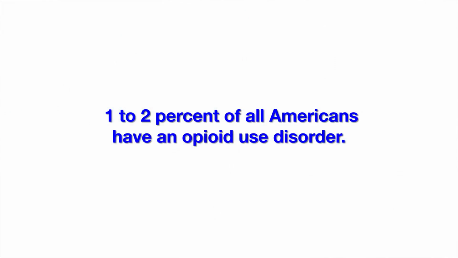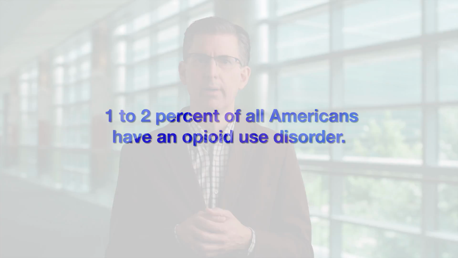It's estimated that 1 to 2% of all Americans have an opioid use disorder, where they're not only tolerant and dependent physically, but are now engaging in behaviors that have negative consequences to themselves, their own health, and those around them, like their family, friends, or community. Their tolerance to the drug has progressed to a diagnosable opioid use disorder.